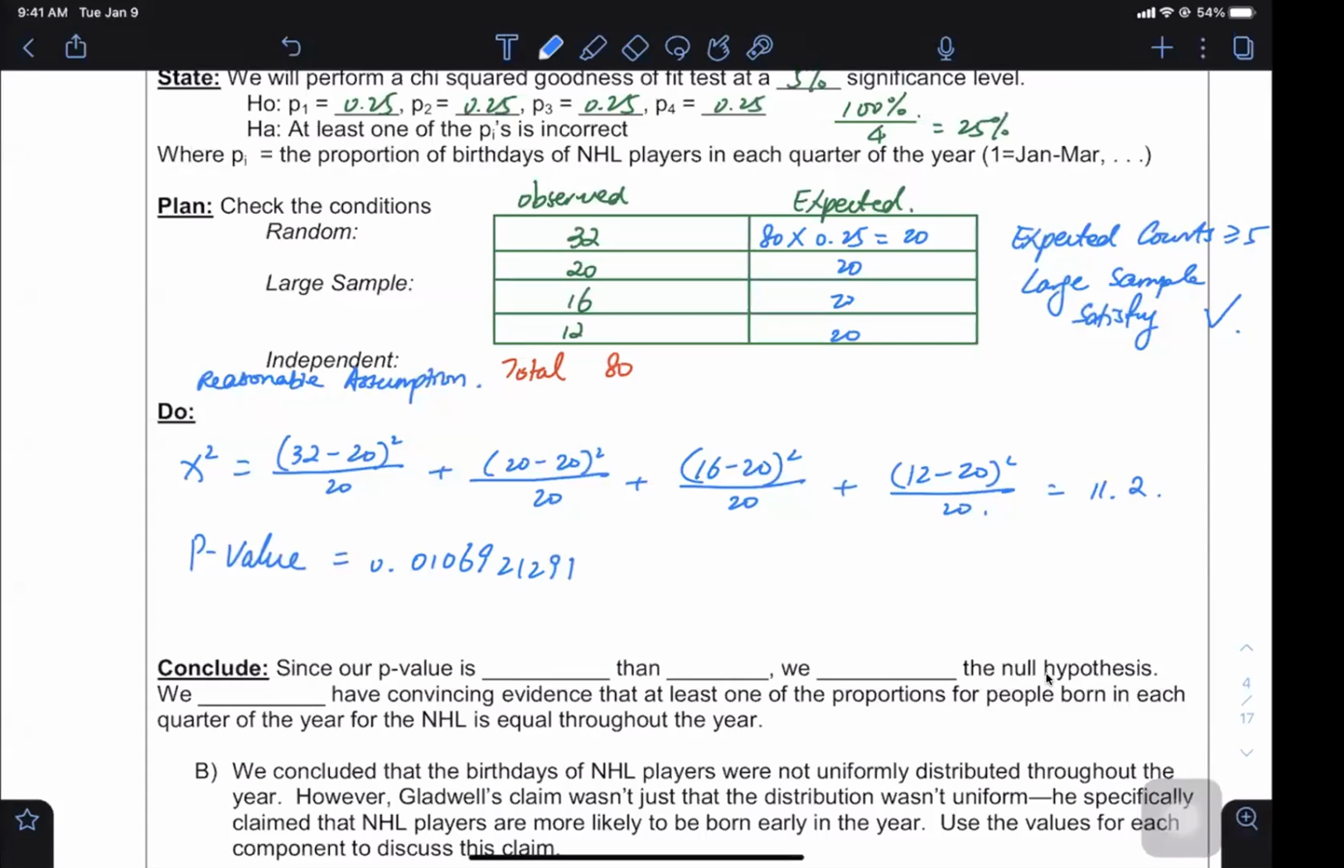And this is our p-value. And since our p-value is again less than 0.05, we reject the null hypothesis. And then we have convincing evidence that at least one of the proportions for people born in each quarter of the year for the NHL is not equal throughout the year.